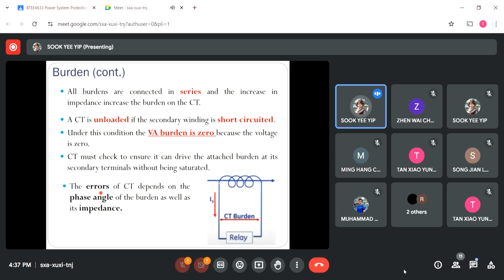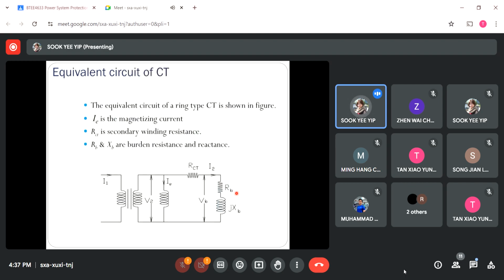So now let's see how we can find the total burden that can be attached at the secondary side of the current transformer. To do so, we will move to the next slide here. We have to use the equivalent circuit of the current transformer. We want to analyze if this current transformer is able to withstand the burden connected at its secondary side. If you cross-check with these diagrams here, this is the equivalent circuit of the ring type.